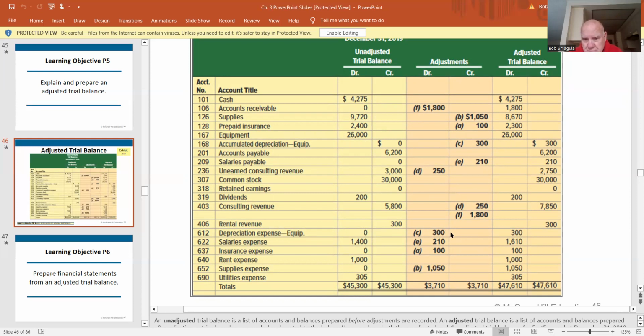Here's the unearned revenue, where we debit the liability and we credit the revenue account. So let's just go through these briefly, one by one. The first one they showed us was the insurance. You debit insurance expense for 100, and you credit prepaid insurance for 100. B, supplies expense. We record the supplies expense as a debit, and we credit the asset account to bring it down to its proper level. C, depreciation expense, 300.